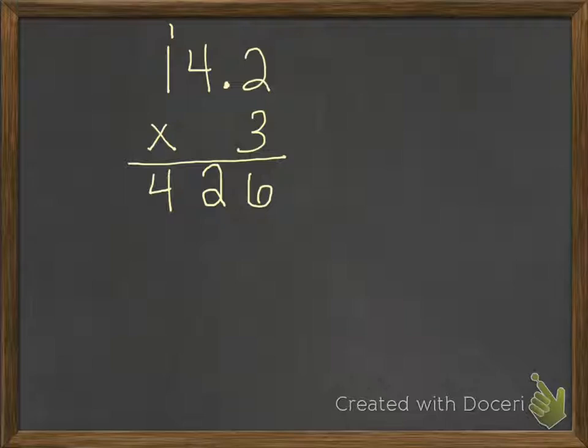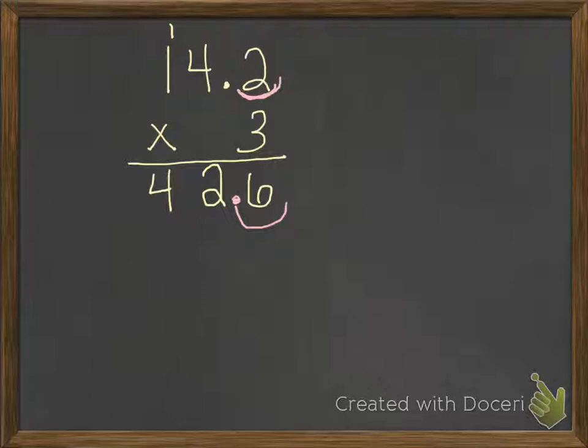Now that we're done multiplying, we have to deal with our decimal. If you remember from class, we said that we count the number of spaces that come after the decimal place. In this problem, there's only one number after the decimal place. So in our answer, we start all the way to the right and count one space in. Our decimal place goes between the 2 and the 6. This makes our answer 42.6.